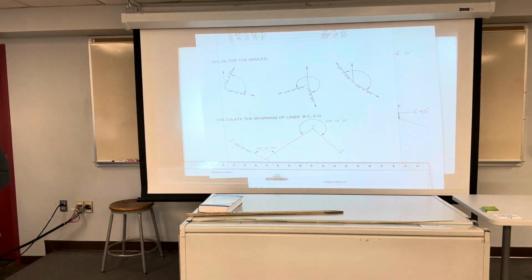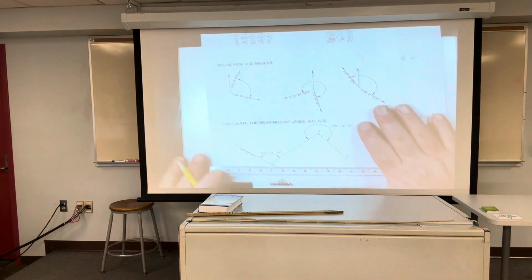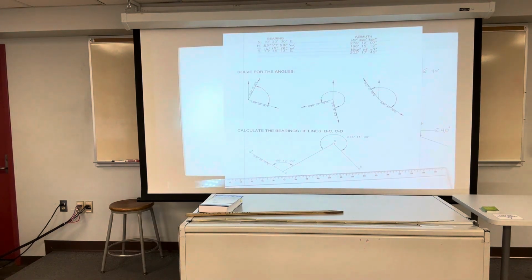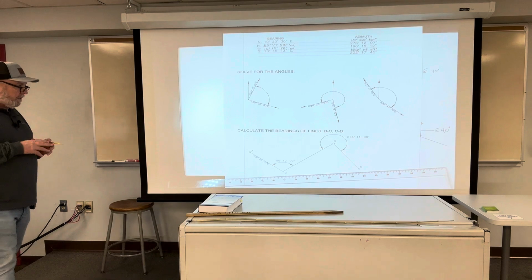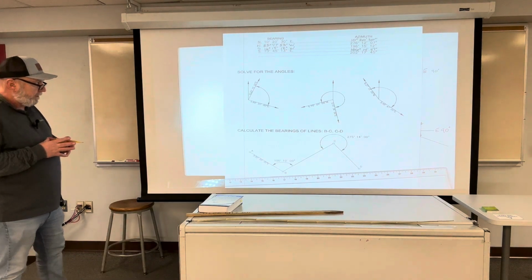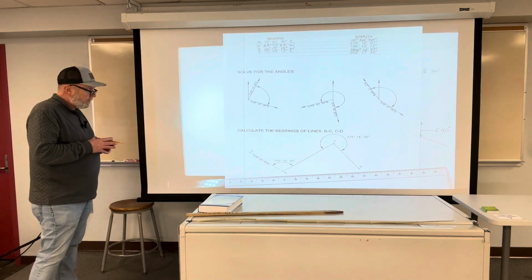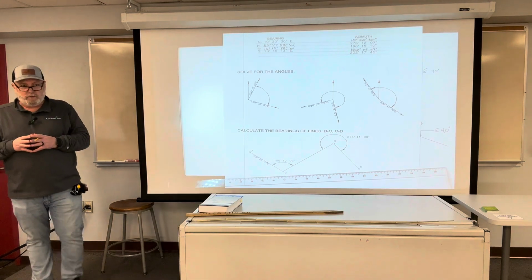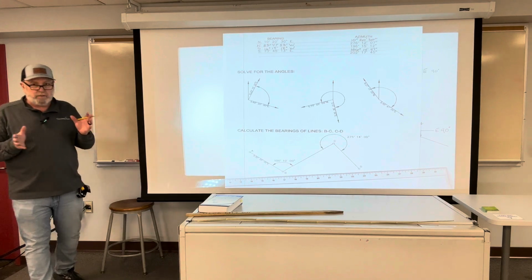Okay, let's look at this. Solving for angles real quick. Let's look at this first one right here. So we have a directional north arrow, north line, and we have two bearings, a northeast bearing and a southeast bearing. What we want to do is compute the angle between the two.